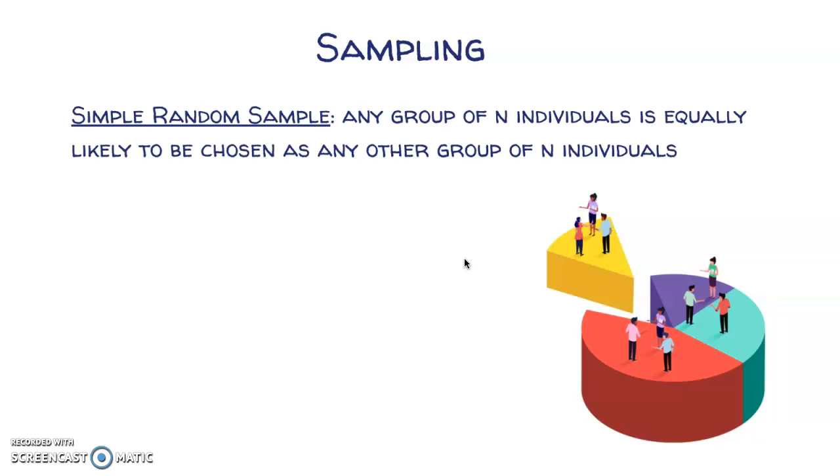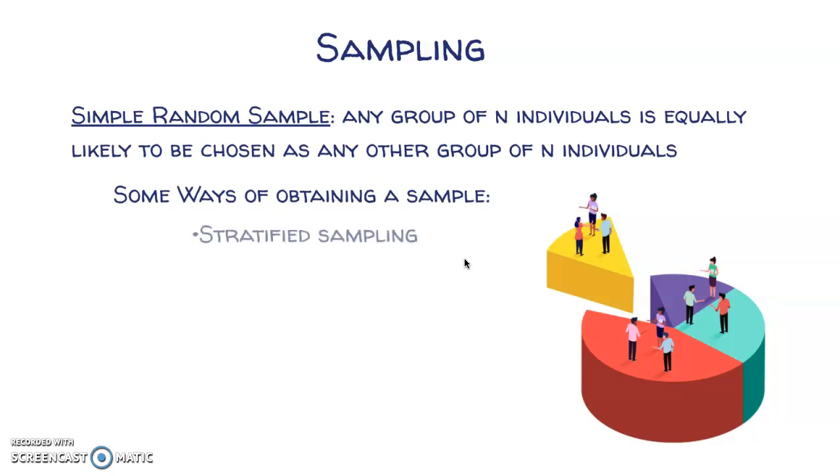In a simple random sample, any group of n individuals is equally likely to be chosen as any other group of n individuals. So if you envision a bag of M&Ms, let's let n here be the number 5. When I reach into that bag of M&Ms, does any group of 5 M&Ms have the same chance of being chosen as any other group of 5 M&Ms? If that is the case, then we have obtained a simple random sample.